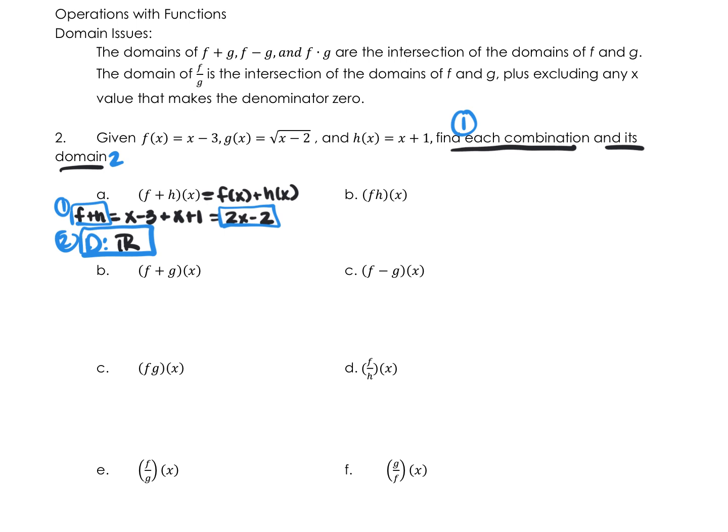So you're giving me a combination of two functions, 2x minus 2, and then you're describing the domain of that answer. Does that make sense, what we're doing?